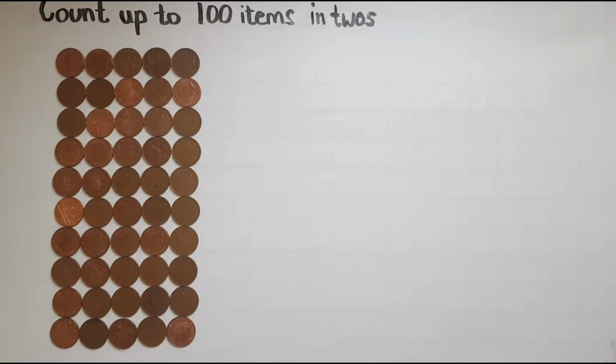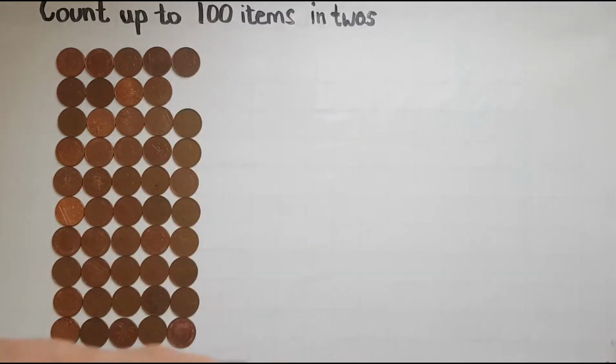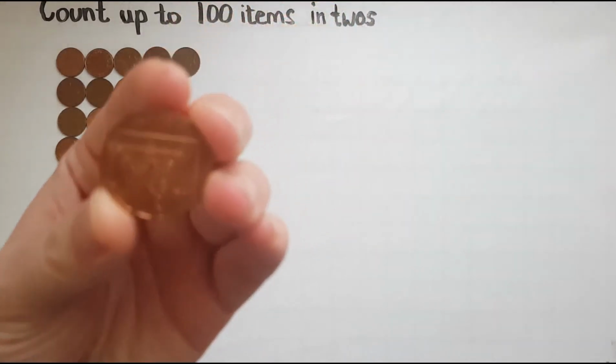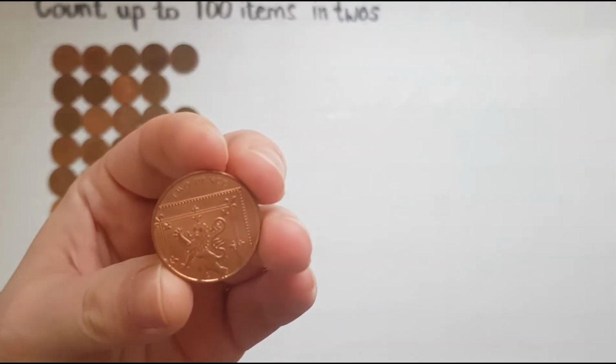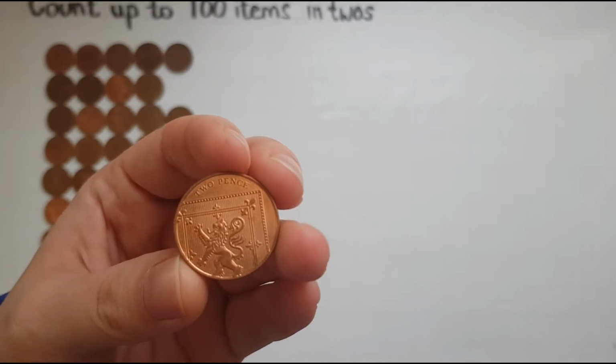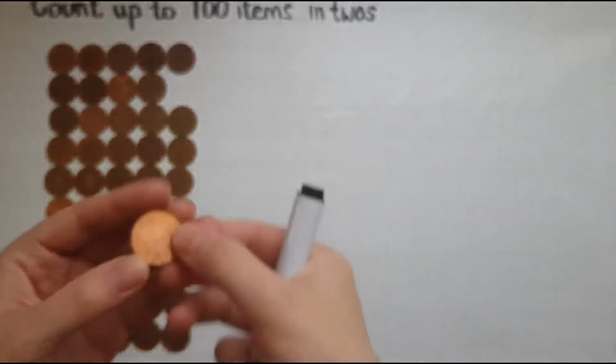In this video, we'll learn to count up to 100 items in twos. I have a number of 2p coins, as you can see on the camera, and I'll count how many I have in total.